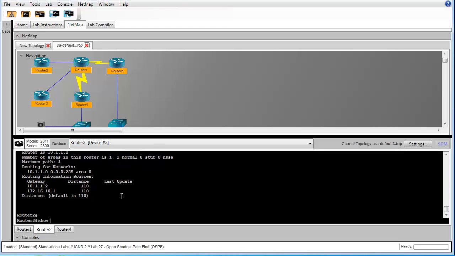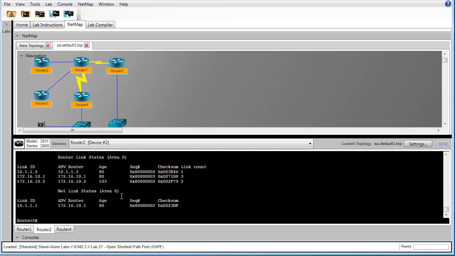The next step asks us to issue the show IP OSPF database command and observe the LSA database. We have information, again, only for area 0 because that's the only area that we've configured. We have 3 type 1 LSAs, or router link states, for each of the devices, and we have 1 net link state, which is the type 2 LSA for this broadcast network between router 1 and router 2.